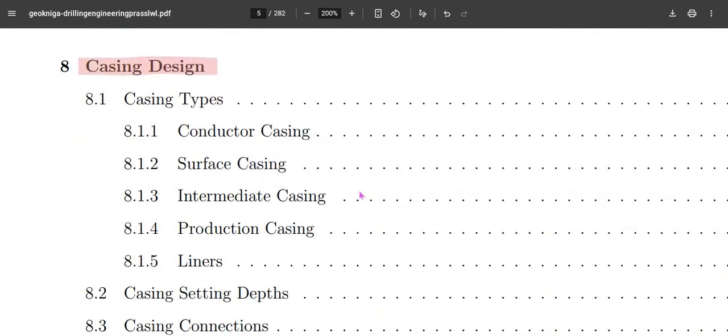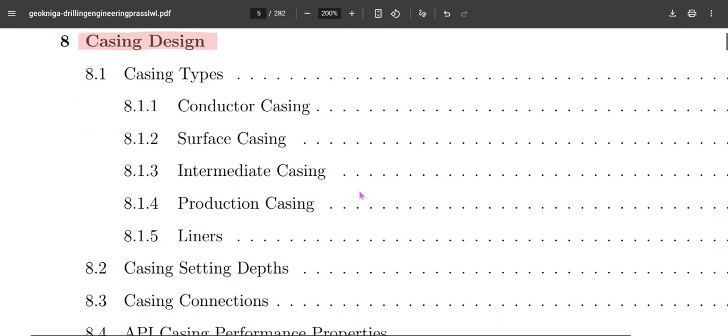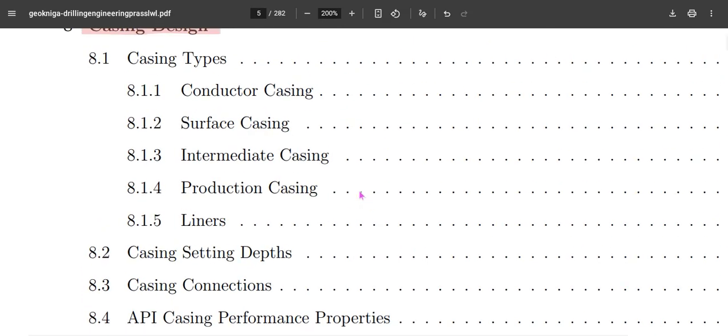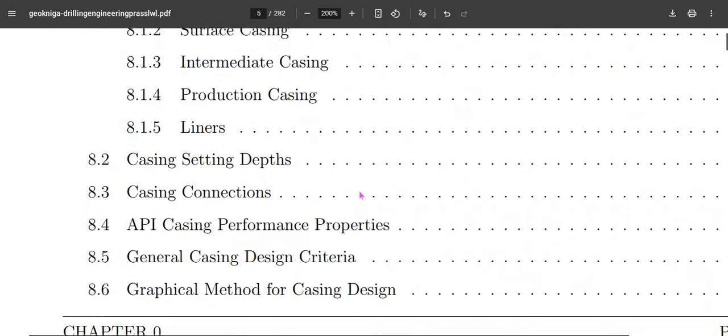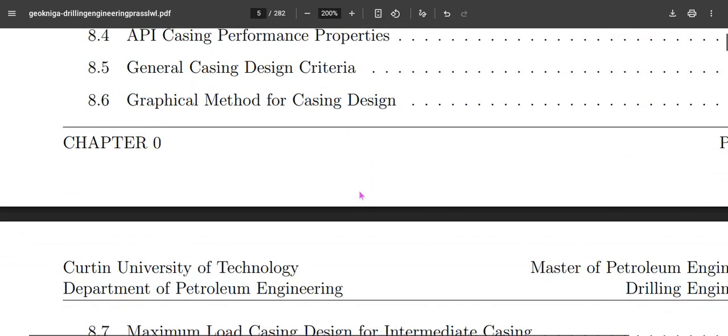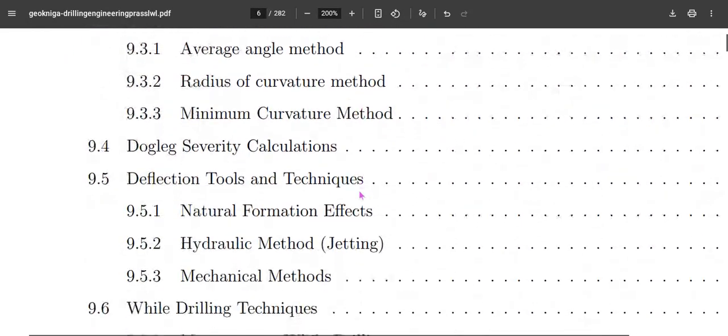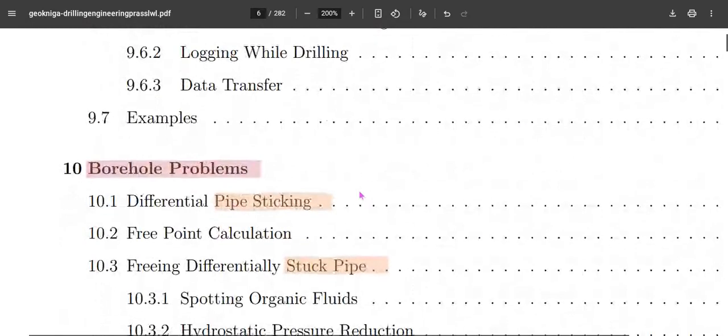And chapter 8 is about casing design. We will not go that in depth as with chapters 4 and 7. We'll just give some overall idea about what is casing, what are the different casing types, what are the designs for casings. And chapter 9 is about directional drilling. It is a kind of unconventional drilling called directional drilling, horizontal drilling, what is the deviation control. This also will give some overall ideas, not in depth.